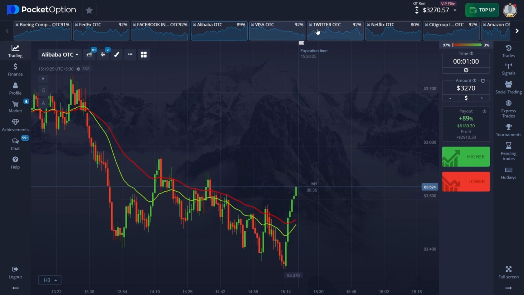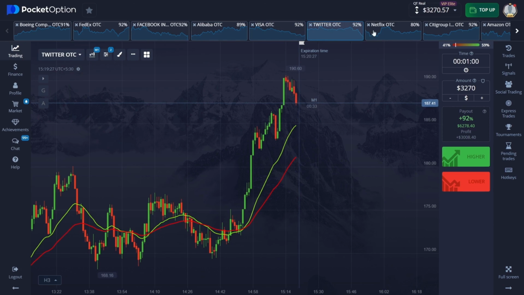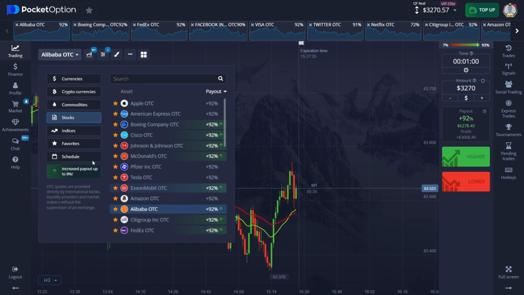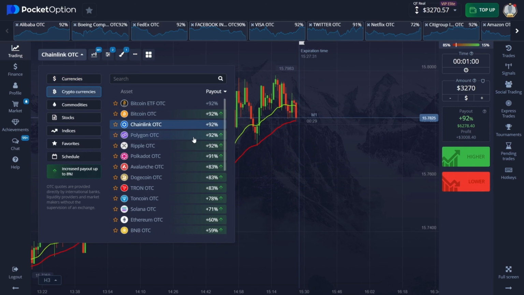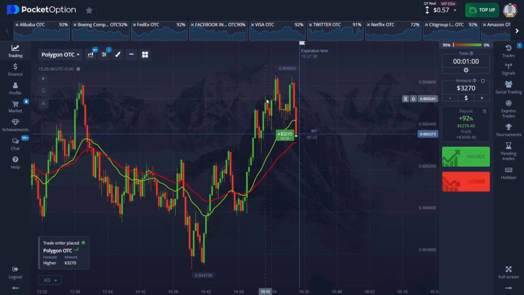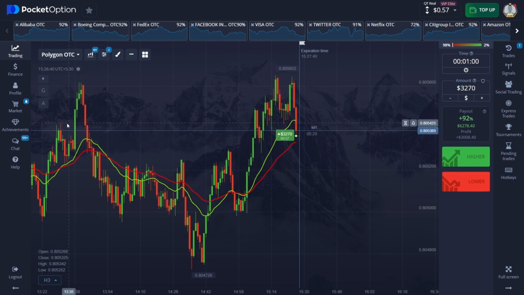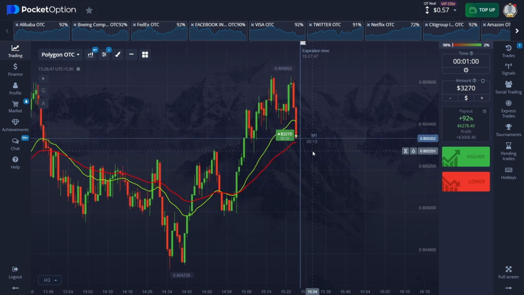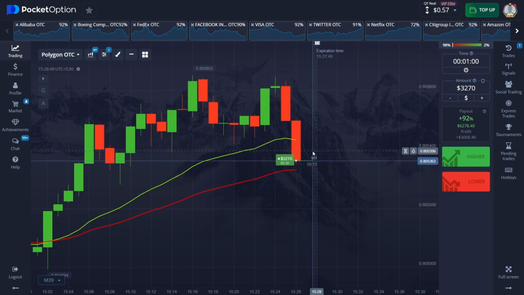Let's find another trade. We need just 2 more trades to reach our target of $10,000. I placed a trade on Polygon OTC for an upward move worth $3,270. The candles broke the trend and moved into an uptrend. Now the candles are coming back to the moving average, which is why I placed this trade for the upside move. Let's see if we can win this trade.